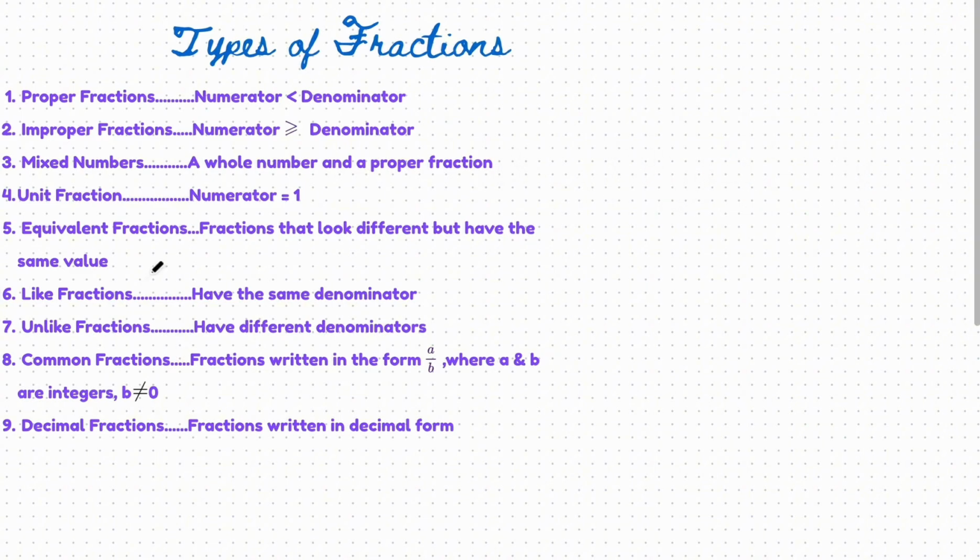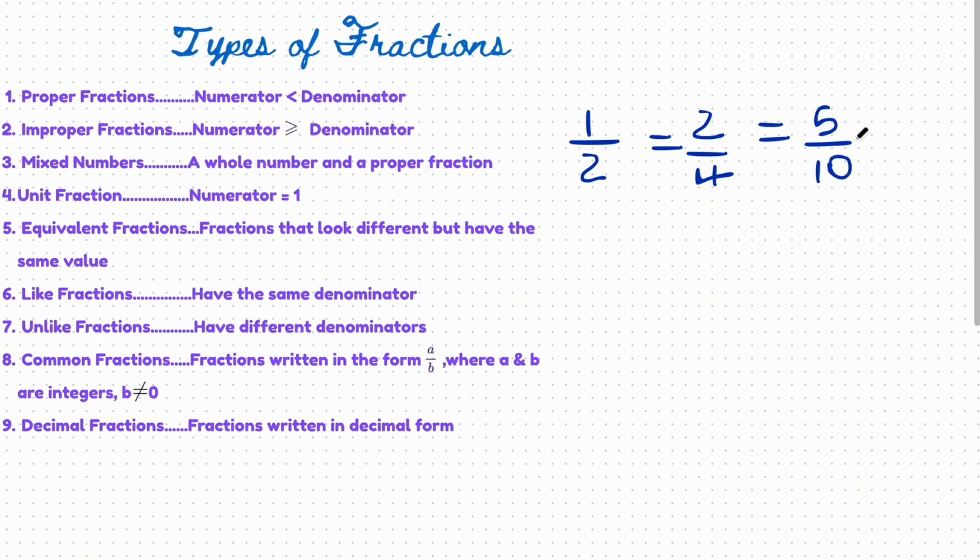We are now at equivalent fractions. With equivalent fractions, the fractions look different, but they have the same value when reduced or simplified. For example, 1/2 is equal to 2/4, which is equal to 5/10. So these fractions, they look different, but they have the same value.